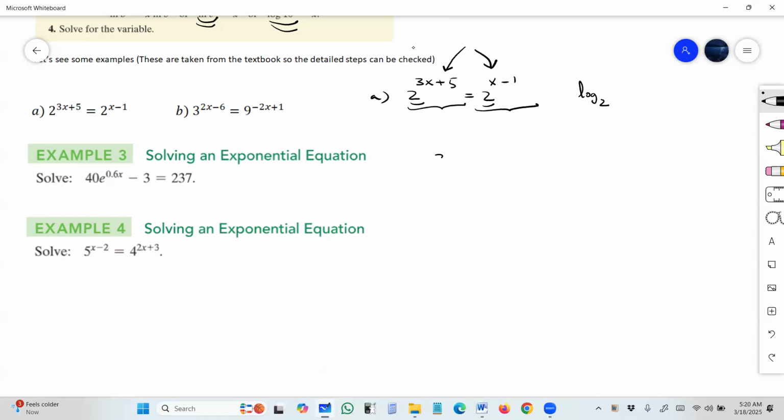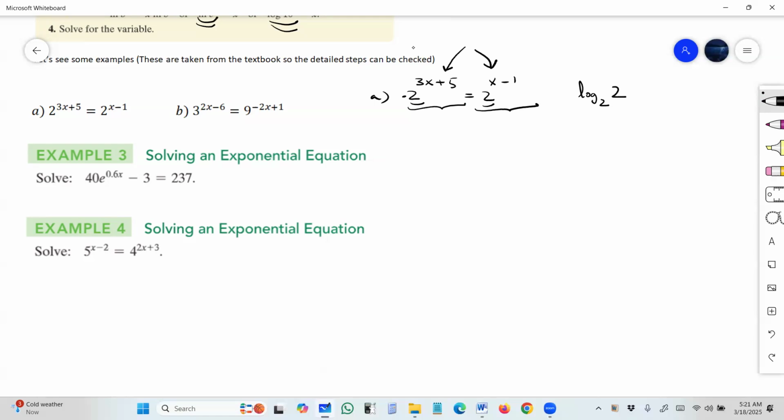If I had a situation like this, for example, I would have to move this to the other side, right? So I cannot start the problem in this format. So each exponential expression has to be isolated on its own side. All right, in this case, they are. So now we would take the log of this base of both sides.